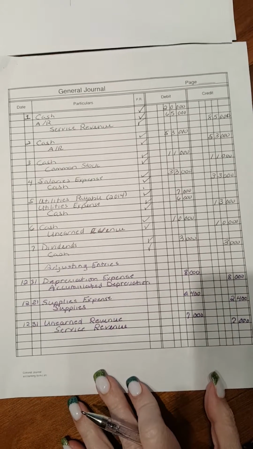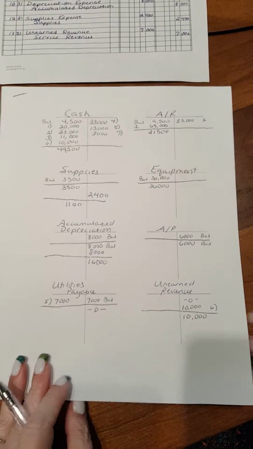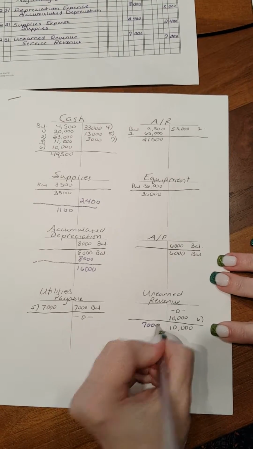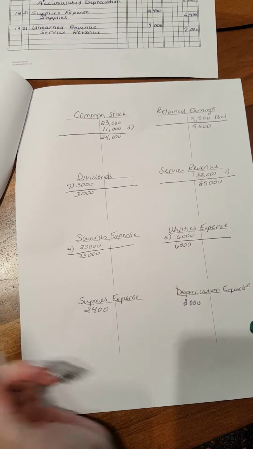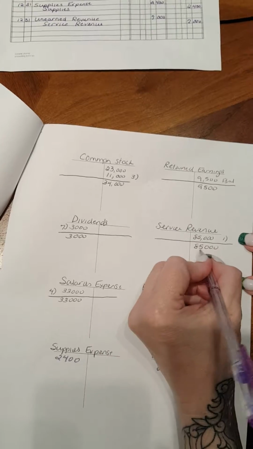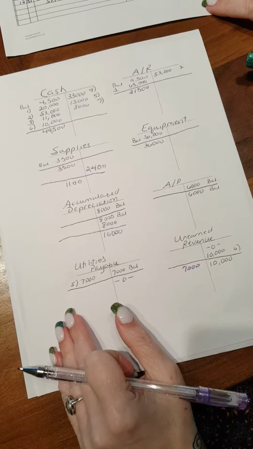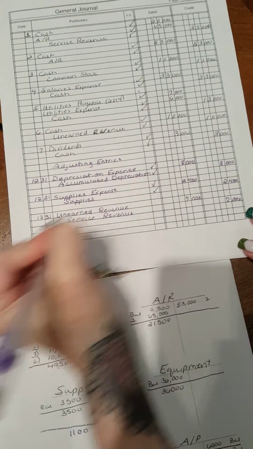And then I'm going to post that to the T accounts also. I'm going to swap my T accounts so they're down here. I did a debit to unearned revenue, so I'm going to find that unearned revenue account on my T accounts. I'm going to put a $7,000 debit there, and then I'm going to go to service revenue and add the $7,000 here. So now we've done all of our adjusting journal entries and we've posted them all to the T accounts. I'm going to check mark off my items here, make sure I've taken care of everything.